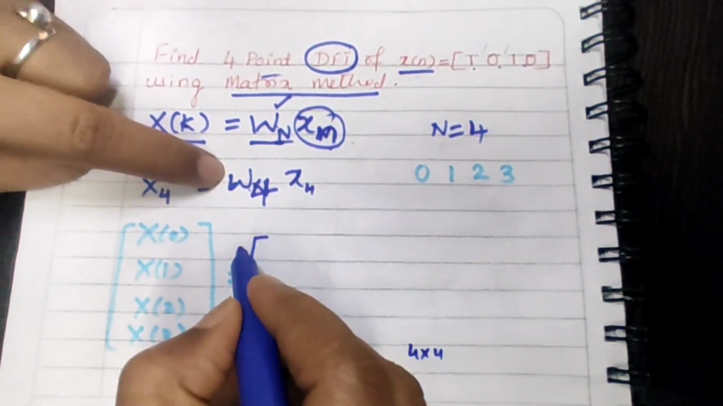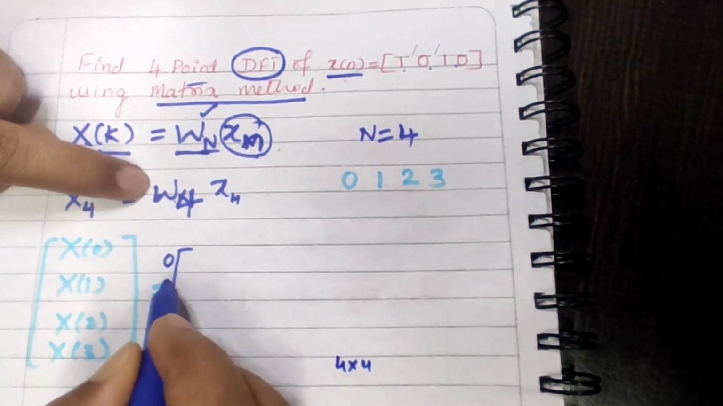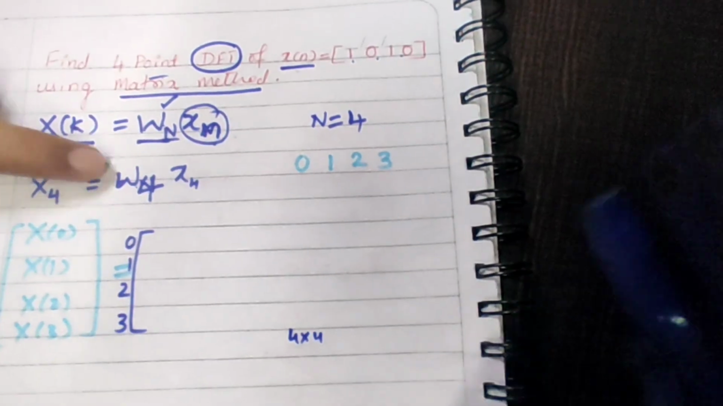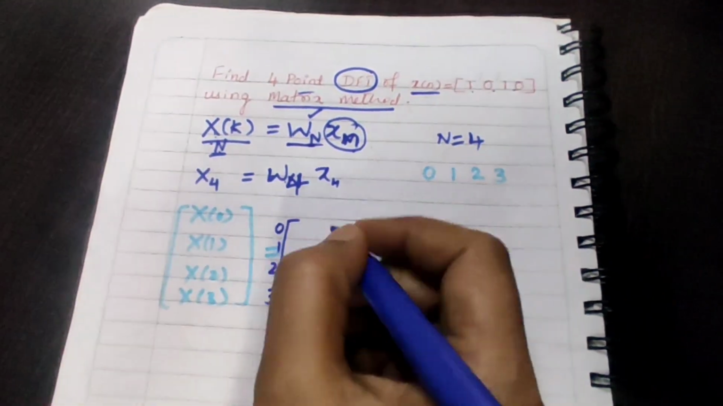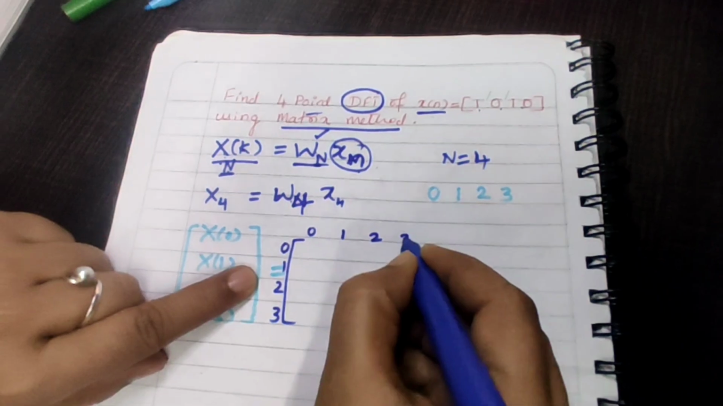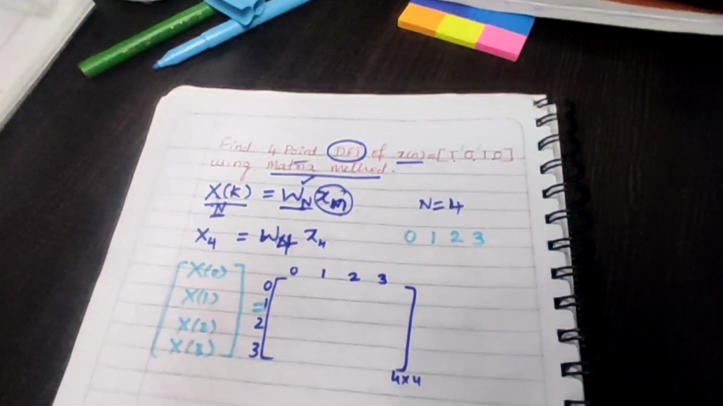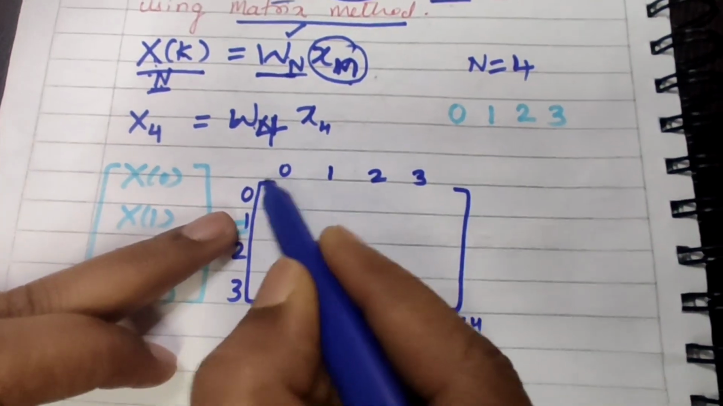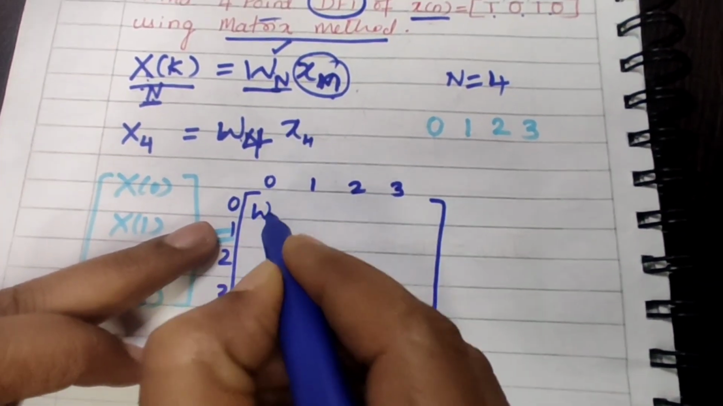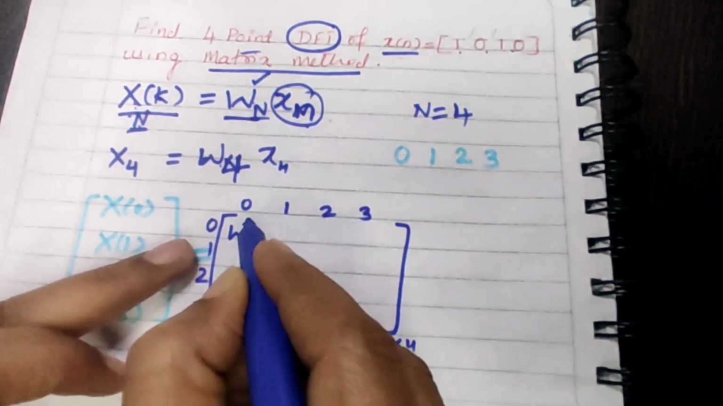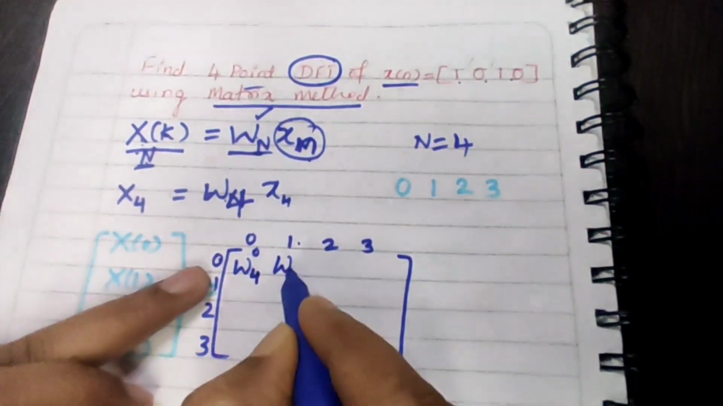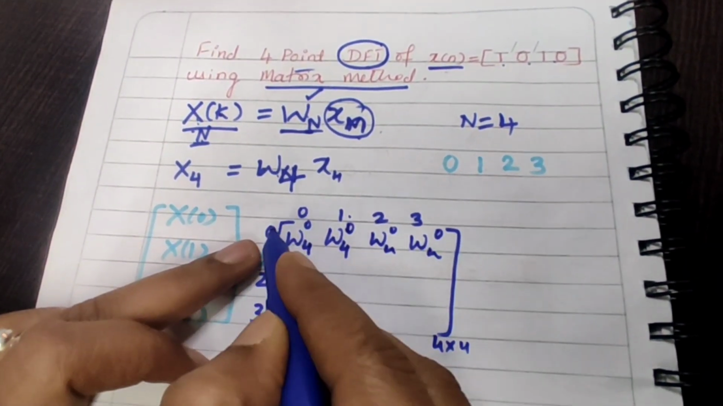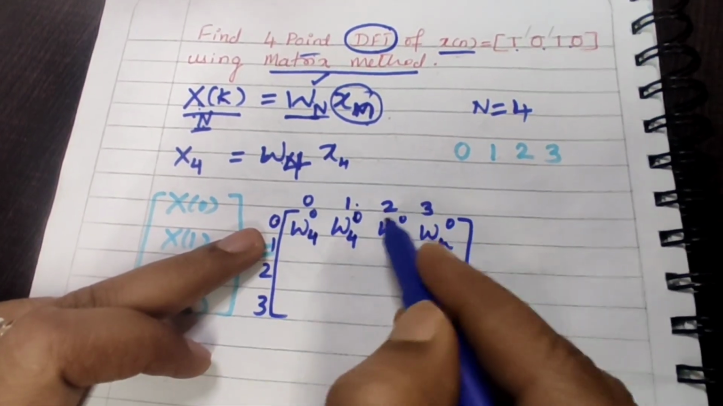To write this, we will use a simple technique: 0 1 2 3 multiplied with 0 1 2 3, which can be used to represent matrices in this way. It is written as the multiplication of these two. So 0 into 0 is again 0, which is omega 4 or W4 raised to 0. This is also W4 raised to 0, W4 raised to 0. How have we got this? 0 into 0, 0 into 1, 0 into 2 and 0 into 3.